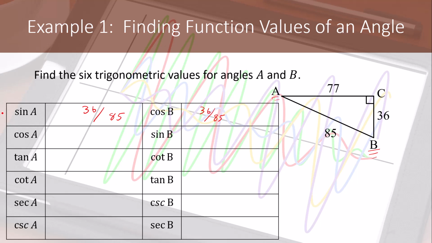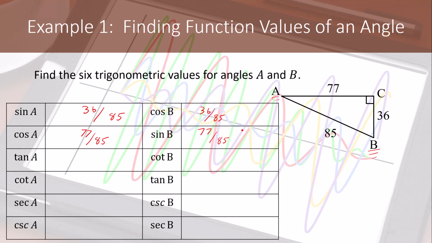It turns out that sine of A and cosine of B have the exact same values, or more importantly, the sine of A and the cosine of its complement have the exact same value, and we're going to see this a lot. Okay, what about cosine of A? Well, the adjacent side to A is 77, so that will be 77 divided by 85. What about the sine of B? Well, once again, the side opposite of B is 77, and of course the hypotenuse is 85. And you can probably see how this is going to go.